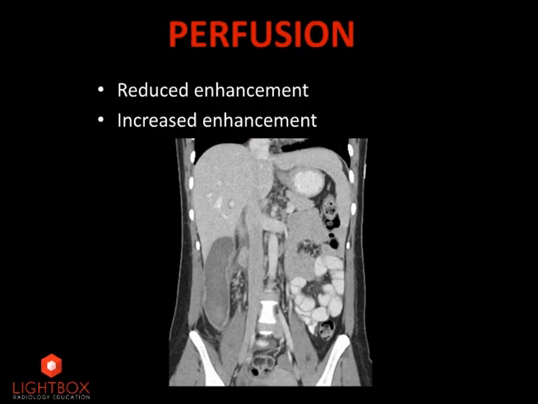IV contrast enhancement is described relative to the density of normal tissue with normal perfusion. Reduced enhancement refers to reduced density relative to normal tissue correlating with reduced perfusion at the time of imaging. Increased enhancement refers to increased density post-contrast relative to normal tissue correlating with increased perfusion at the time of imaging. This coronal CT demonstrates a hypodense mass extending inferiorly from the liver with peripheral enhancement.